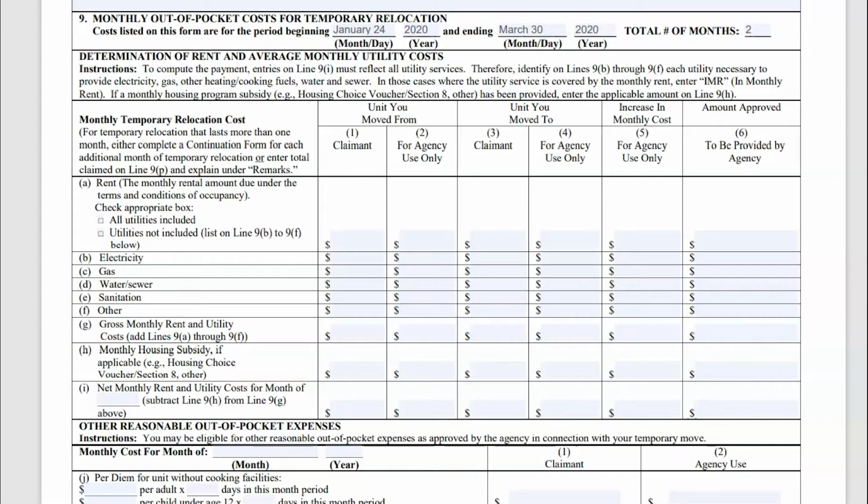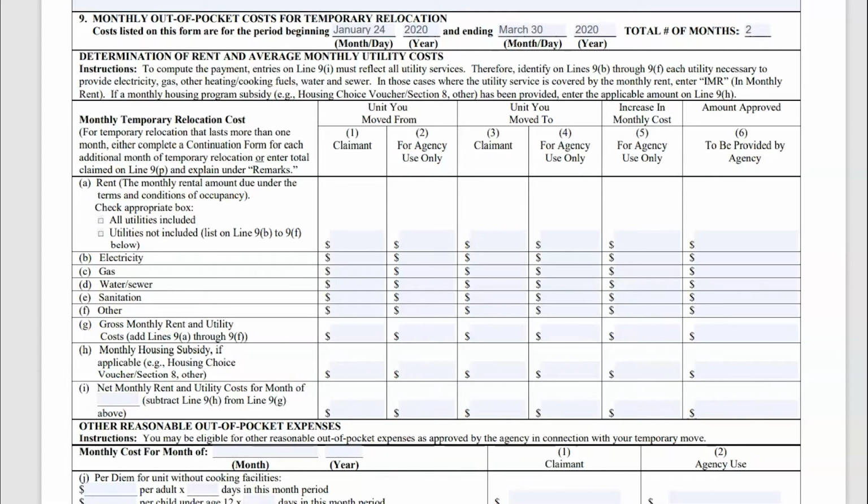For each row in the table, the claimant should input actual rent and utility costs that they incurred in the unit they moved from and the unit they moved to. In cell 9A, the claimant should enter the monthly rental amount due according to the rental contract and the terms and conditions of occupancy for both the unit moving from and the unit that they moved to temporarily.